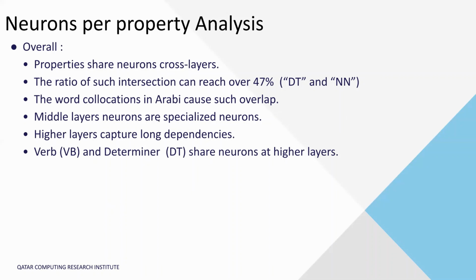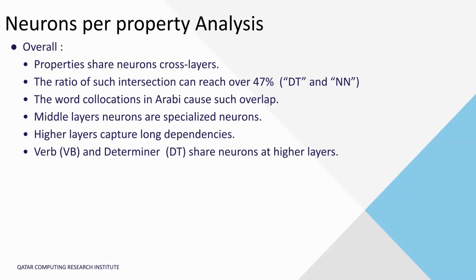Also in the middle layers, we mostly don't see that much overlap, because the middle layers are much more specialized. And the higher layers capture long dependencies. This is what we have seen again for the relation between determiner and verbs, because these long relations are captured at the higher layers, same as for the verb and determiner, which share neurons at the higher layer.